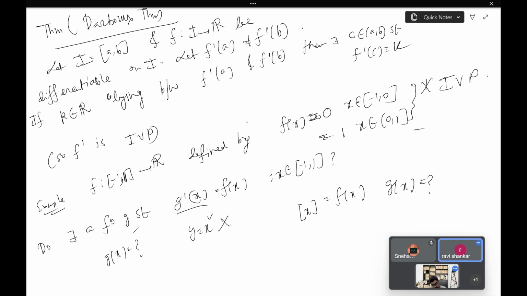Yes, sir. Here f dash A and f dash B are both 0. For Darboux's theorem, f dash A and f dash B should not be equal, but here they are equal. Correct. Okay, so you guys know about it. So Sneha, you also understand the solution. Yes, sir.